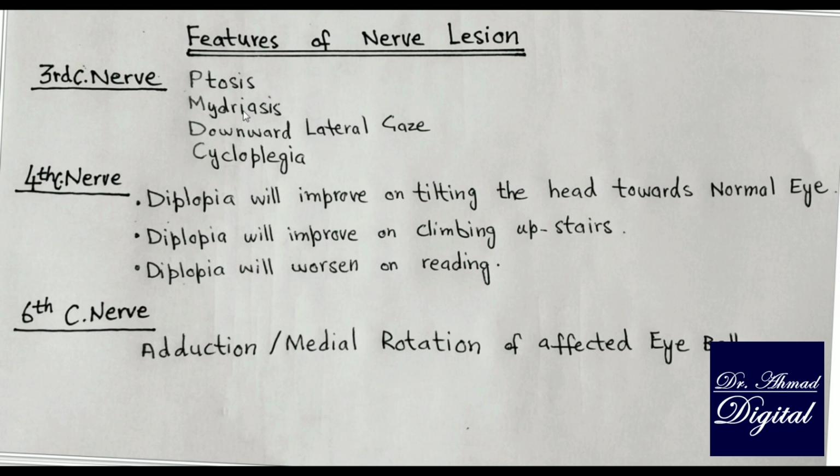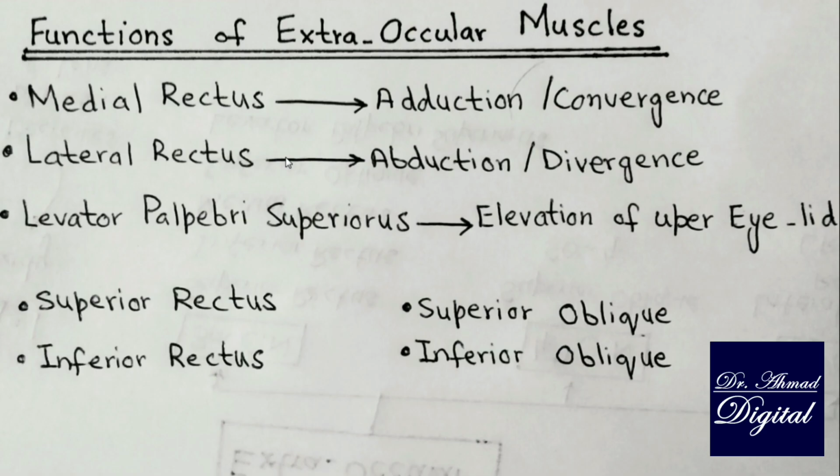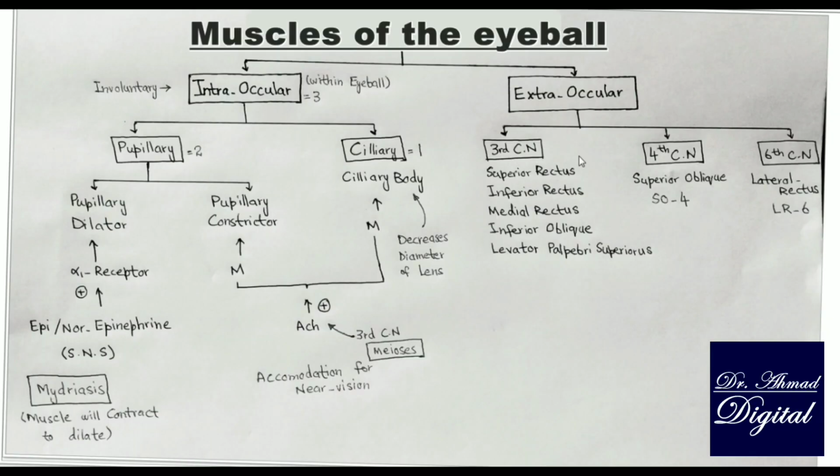P means ptosis, drooping of the eyelid. M is mydriasis, which means dilatation of the pupil, D is the downward lateral gaze, and C is cycloplegia, which means loss of accommodation. So now we can understand these features from the algorithm we discussed earlier. Yeah, this one. So the third cranial nerve is innervating these muscles. Levator palpebrae superioris will be paralyzed if the third cranial nerve has some lesion, and its function will be lost, which was to elevate the upper eyelid, and it will result in ptosis.